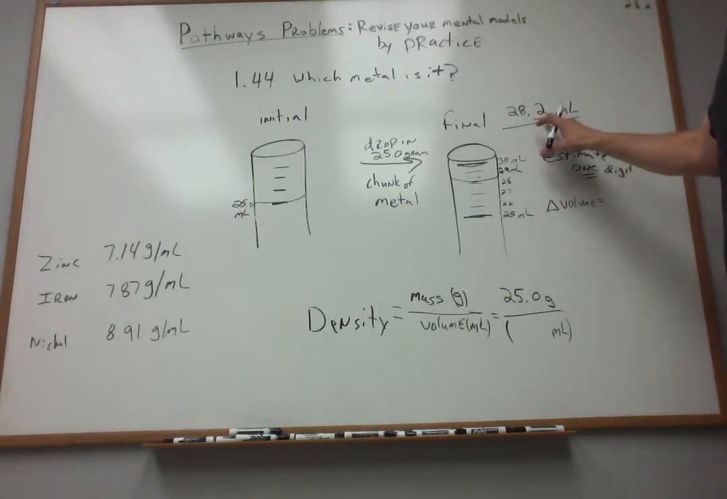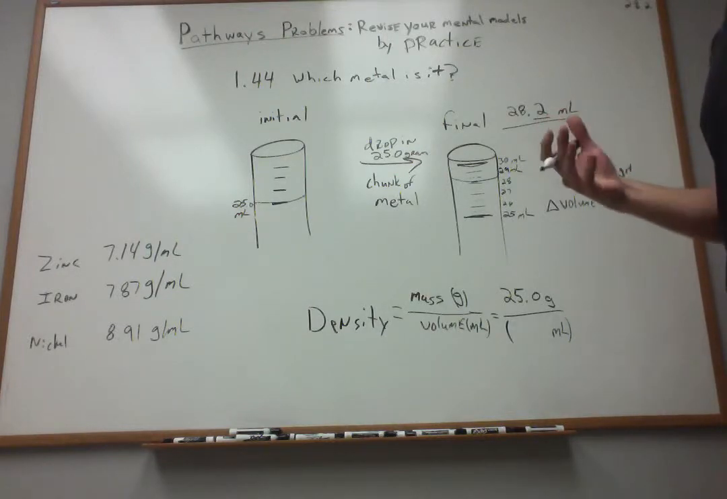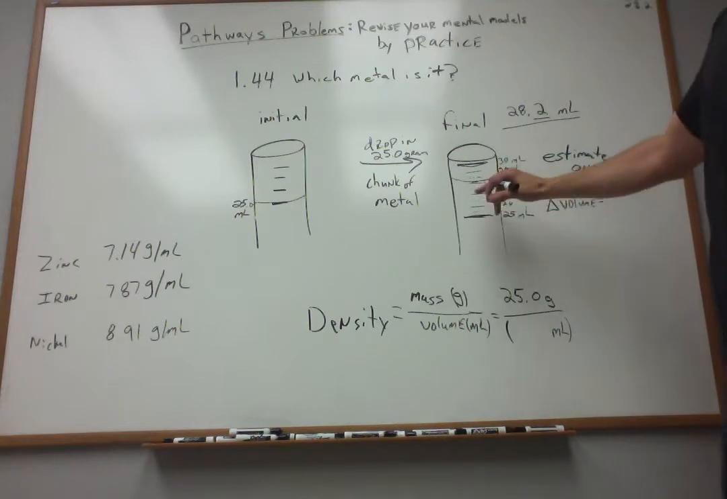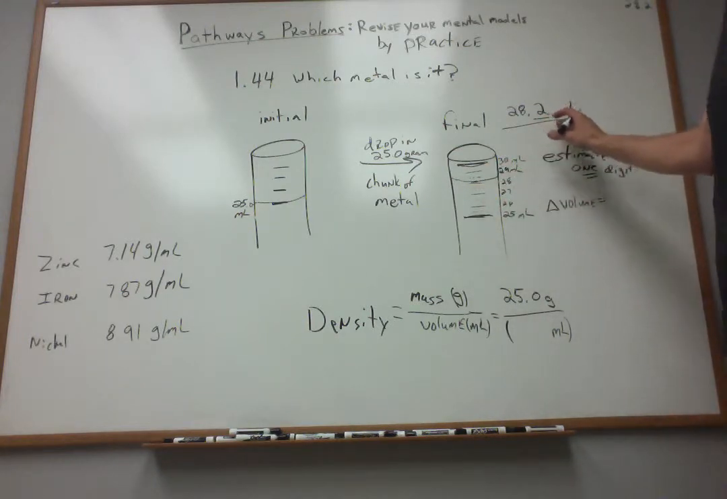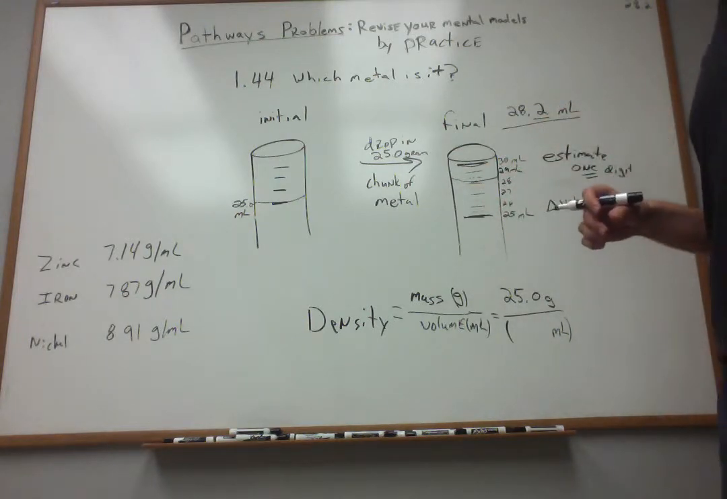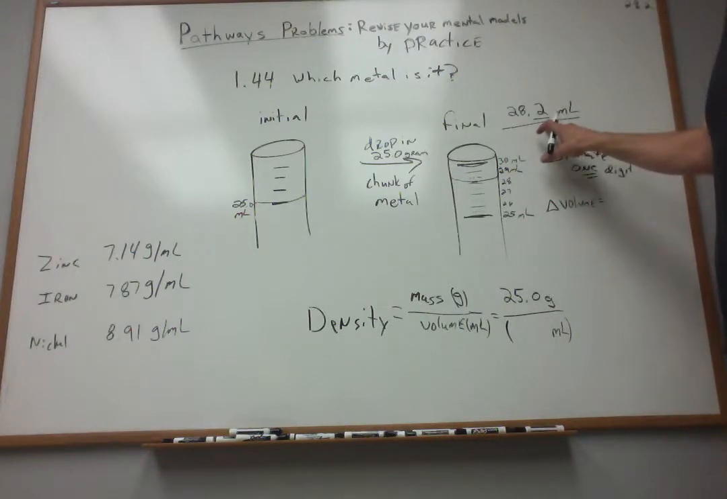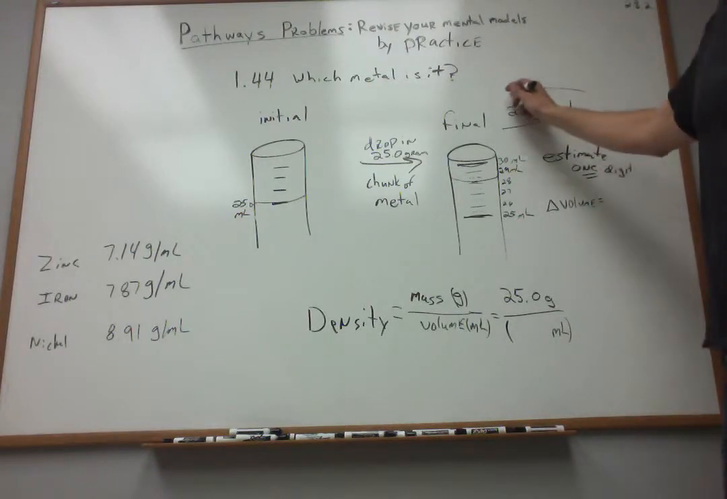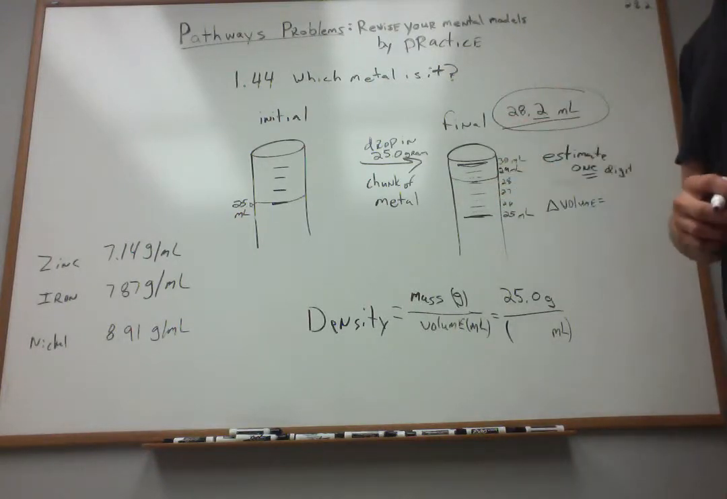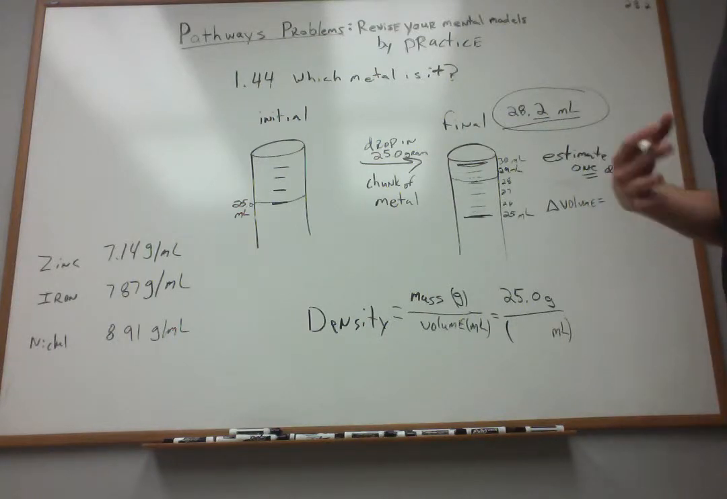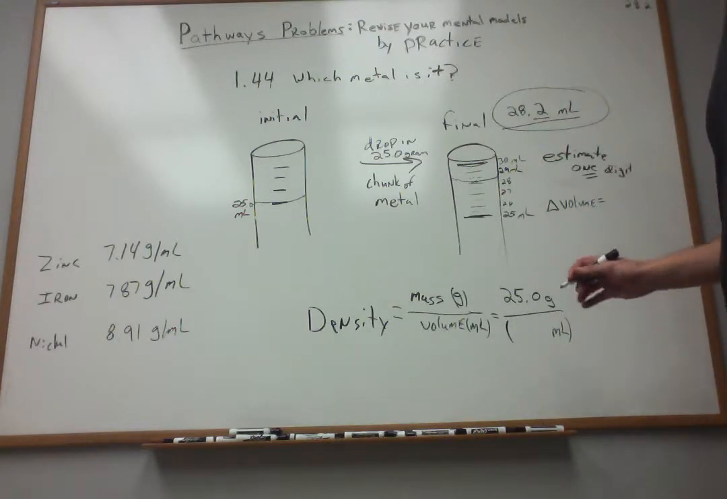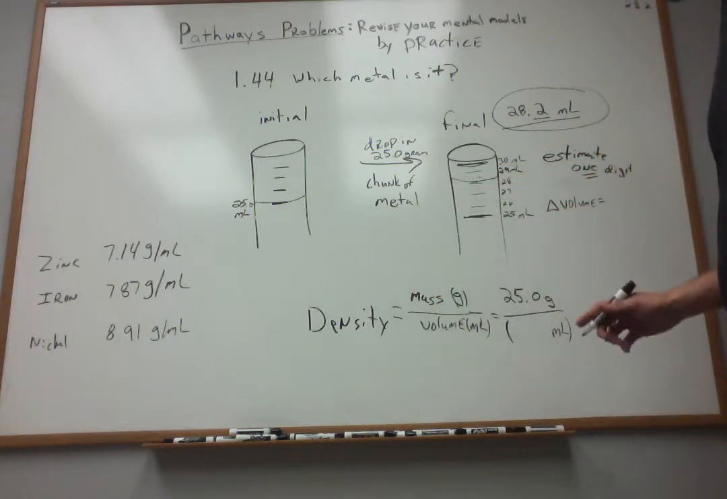I estimated that 0.2. I took a best guess. Now, would I estimate more digits? No, because my eyes aren't that good. I can't look at this picture and get a second and third and fourth digit of estimation. But I can estimate 1 just by convention, and my final volume then can be said to be 28.2 milliliters. That's my final measurement.